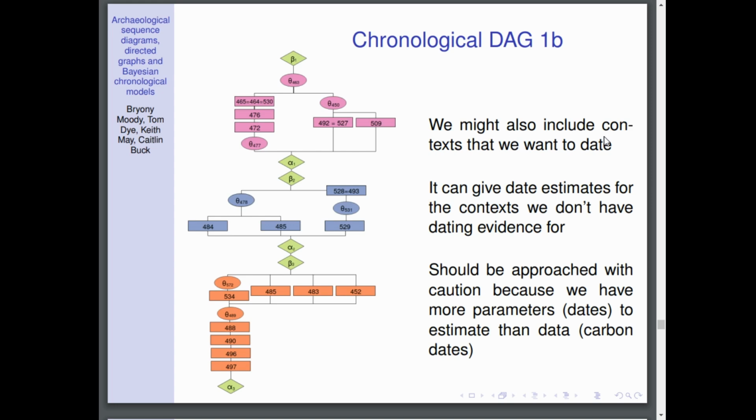We have more parameters to estimate than we have data. And so the data comes from the nodes that have oval shape. So it's something that's possible, and it's something we want to explore, but we are aware of its limitations.